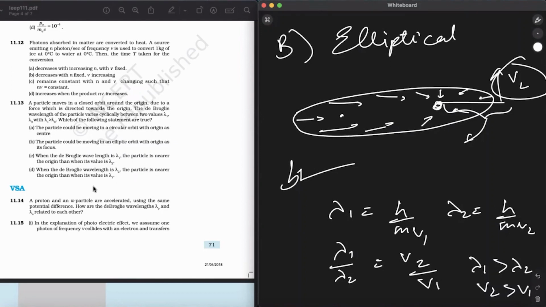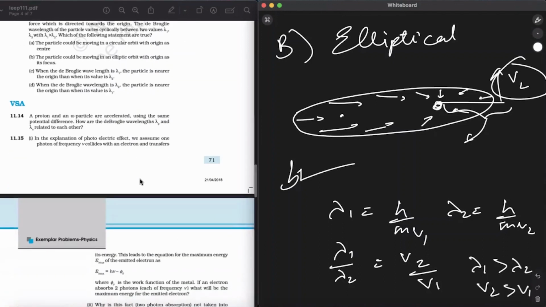When the de Broglie wavelength is lambda 2, the particle is nearer to the origin. Yes, it is correct, because lambda 2 is less than lambda 1. That means that wherever the velocity will be greater, that will be the point where lambda 2 is occurring. So option D is also correct.